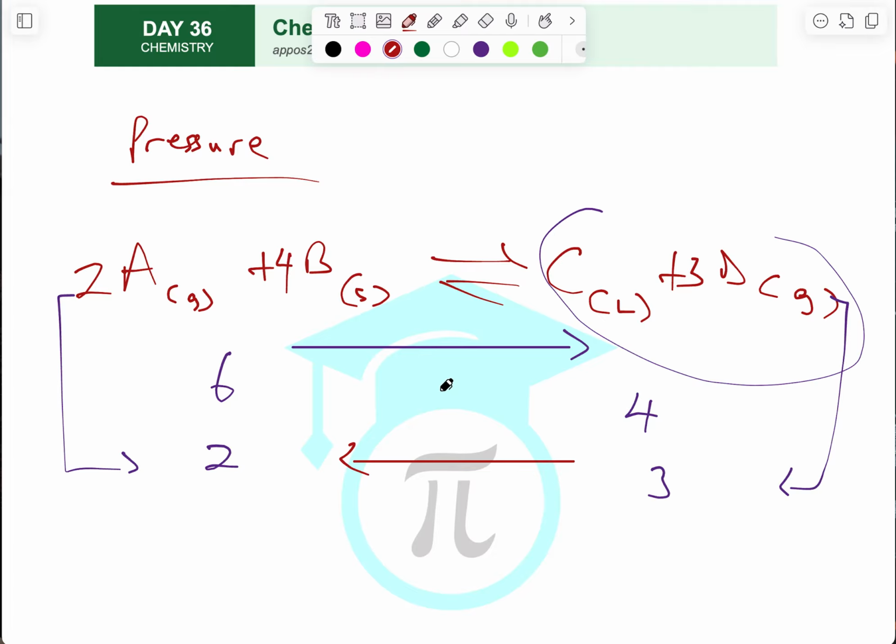But decrease in pressure will do the otherwise. So decrease in pressure will always favor the side with higher number of moles of gas. If they both have equal number of moles of gas, from the reactant and the product side, then pressure will have no effect on that system. So that is basically how the effect of pressure works.